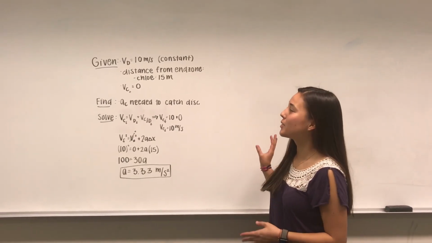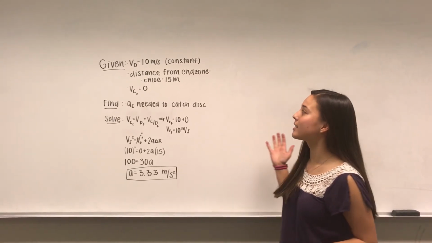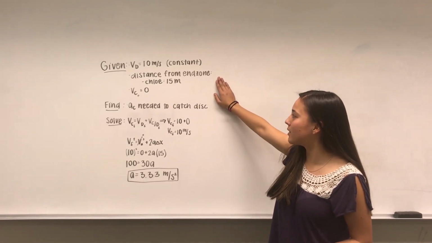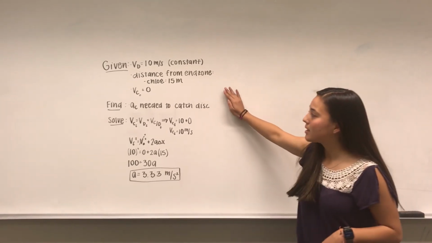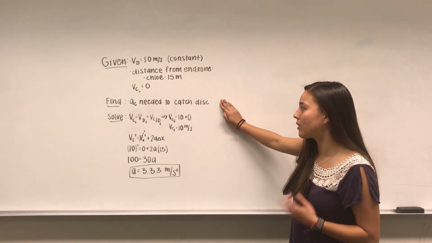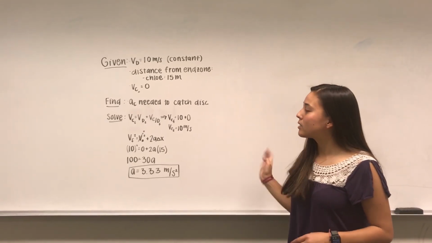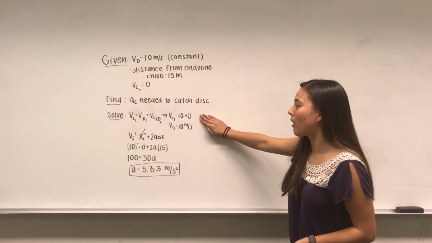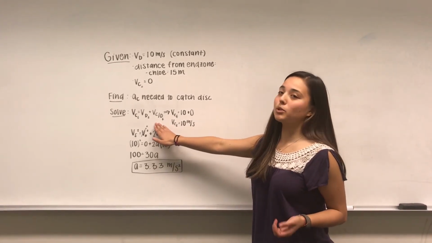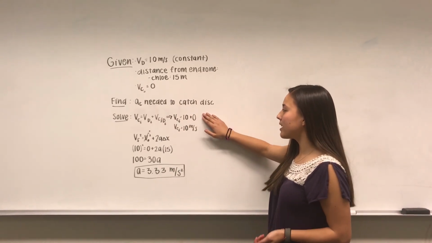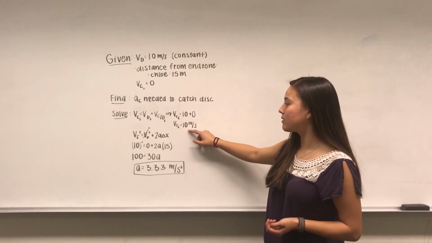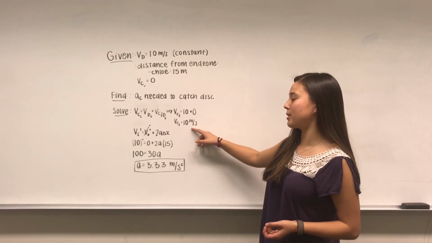Now we will use a different situation where Chloe is starting from rest. So again, the velocity of the disc is 10 meters per second, and the distance from the end zone that Chloe is, is 15 meters. But now, since she is starting from rest, we have to solve for the acceleration that Chloe needs to catch the disc in the end zone. So we are going to start off using our relative velocity equation. If we know that Chloe is going to catch the disc, this means that the relative velocity between each other has to be 0. Knowing this, and knowing that the velocity of the disc is 10 meters per second, we can then solve that the final velocity of Chloe must also be 10 meters per second.